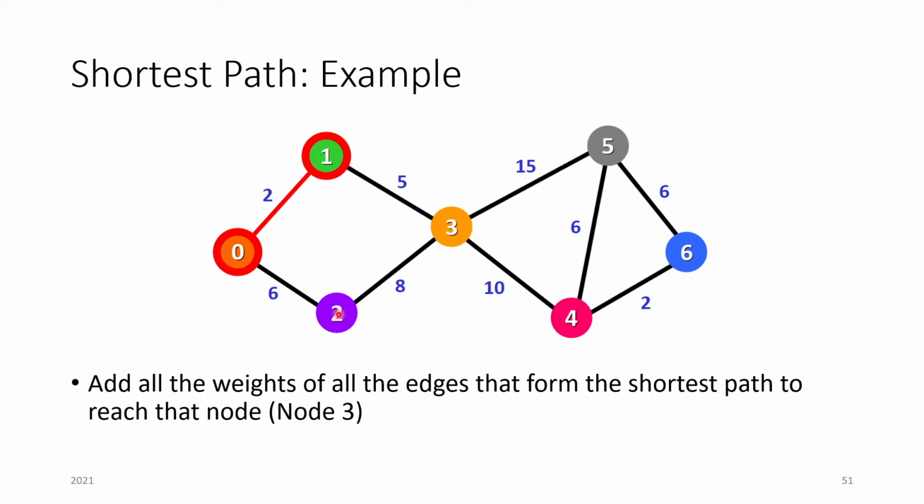So from 0 to 2, it's still 6. And from 0 to 3, there are 2 possible paths, which could be 0 to 1 to 3, or 0 to 2 to 3. If we add the weights, 0, 1 to 3 will result in 2 plus 5, which is 7. And 0, 2, 3 would be 6 plus 8, which is 14. So that 14 is going to be longer, so we consider the shortest distance possible instead.